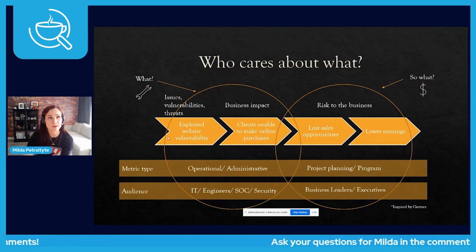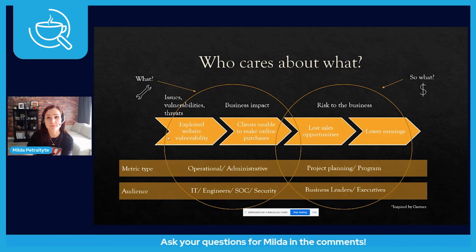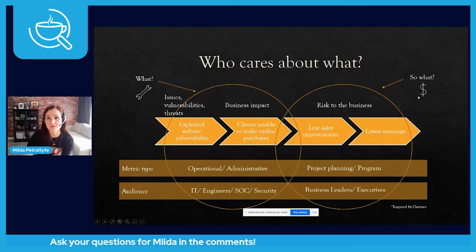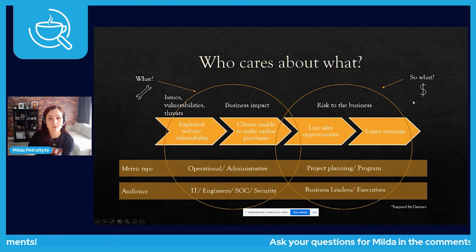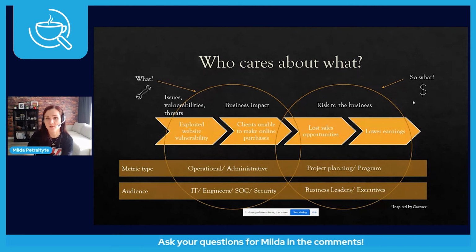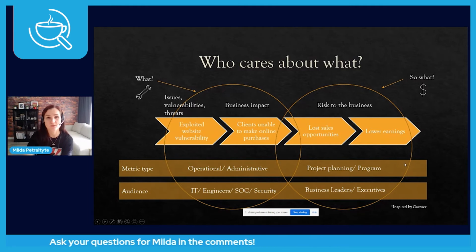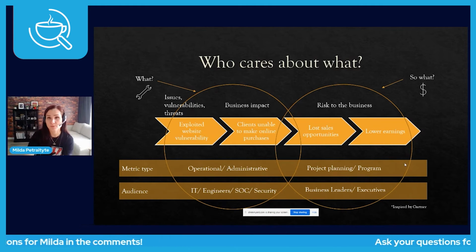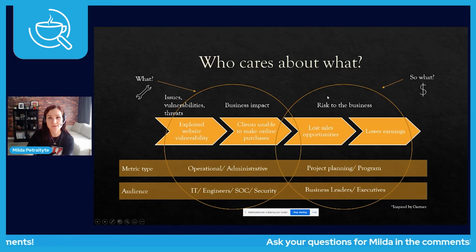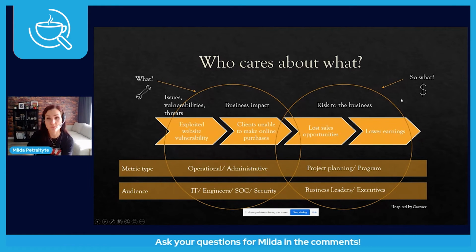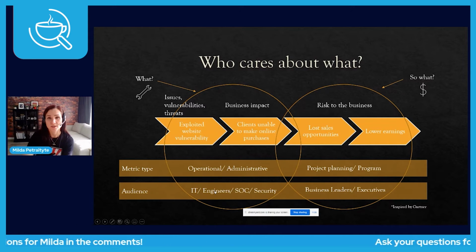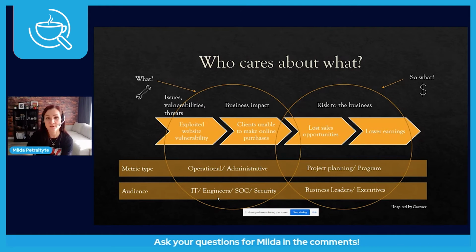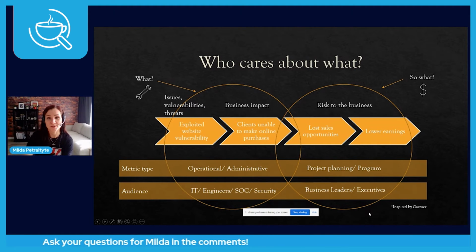While when we speak about the management, the top leadership, what they care about is the so what. So anything that you can attach the dollar sign to. They care whether they will lose sale opportunities, whether they will have lower earnings potentially. They will care about the overall program and the project planning. And so the risk to the business that you can assign a dollar sign to is something that they will understand. So this is essentially another dimension. If you can manage to make these worlds collide, they will much better understand what you mean.